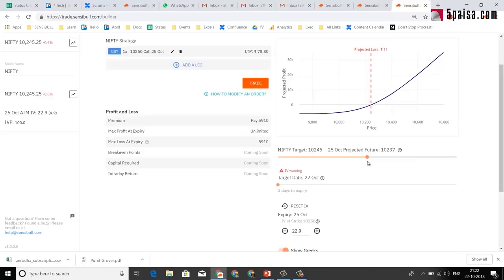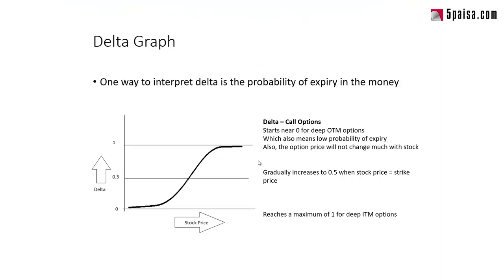So if Nifty goes up 20 points, my profit should reach 720 or 710 or something, right? So let's do that. So Nifty is at 10,250, profit is 169. So delta is 36. If it goes up 20 points, it has moved up roughly 720 rupees. So that seems right. So, the delta graph, right? This is a graph of delta with stock price.